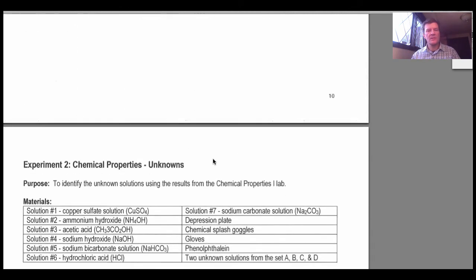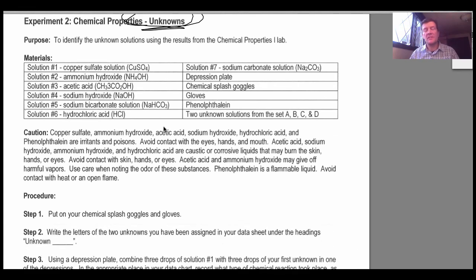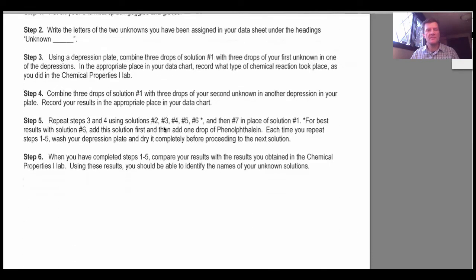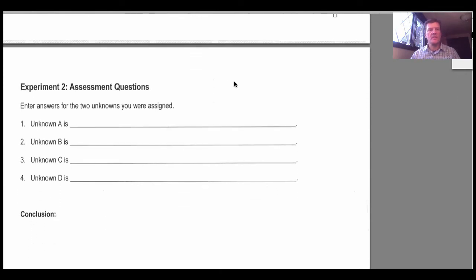All right, so now we're going to test some unknowns. Certainly, some of these unknowns are going to be harder to figure out than others, but we need to figure out a way to do that. Okay? So, if we are given unknown A, or unknown B, or unknown C, or unknown D, we need to figure out a way to do that. All right?